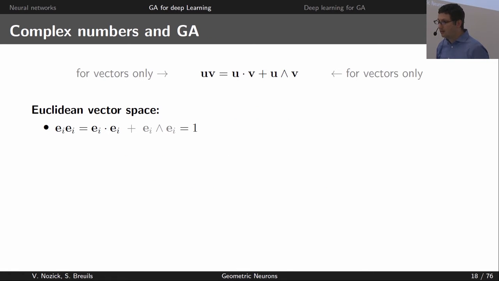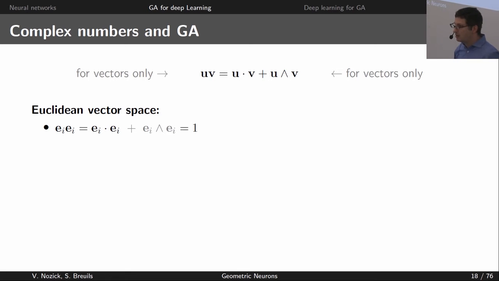So why are complex numbers related to geometric algebra? You have probably had this explanation at every talk, but let me repeat it again. This is exactly the same explanation, but I want to be very clear. If we just consider the geometric product we use in geometric algebra, for vectors only, uv equals inner product plus outer product.